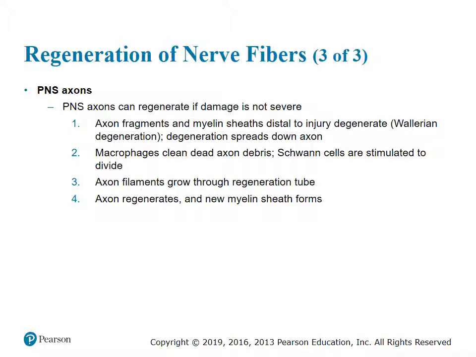So the PNS is what we want to look at when we talk about regeneration. And it also depends on the level, the severity of the damage. So there can be cases when the damage is so severe that regeneration will not occur in the axon no matter what. So here's what occurs. The place that is damaged, let's say the axon that's damaged, we're going to form these pieces of the axon.